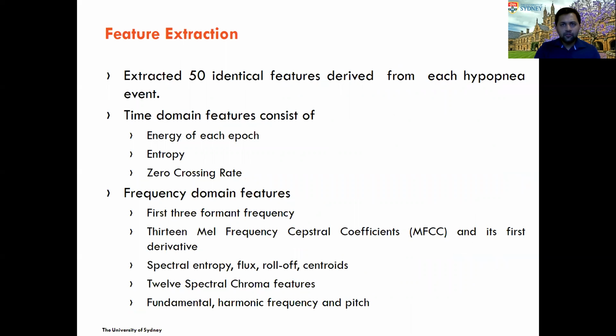We extracted 50 identical features from each hypopnea event, consisting of various time and spectral features considering their potential link to upper airway physiology. The time domain features consist of energy, entropy, and zero crossing rate. And the frequency domain features consist of the first 3 formant frequencies, 13 Mel frequency cepstral coefficients and their first derivatives, spectral entropy, flux, roll-off, and centroid, spectral chroma feature, fundamental frequency, harmonic frequency, and pitch.